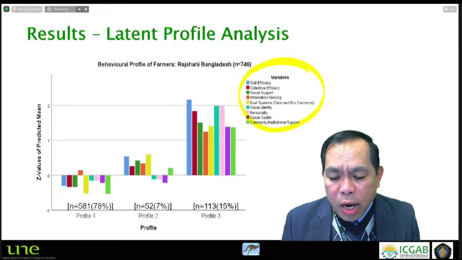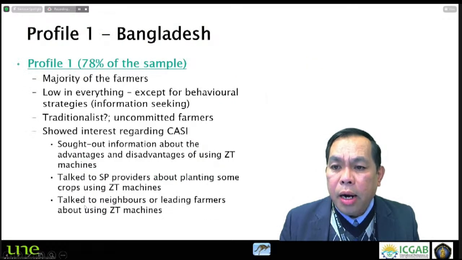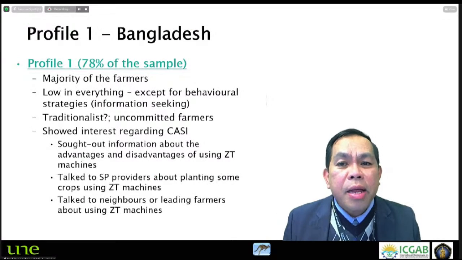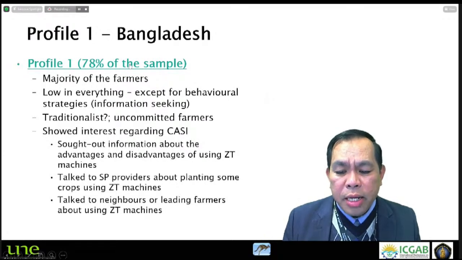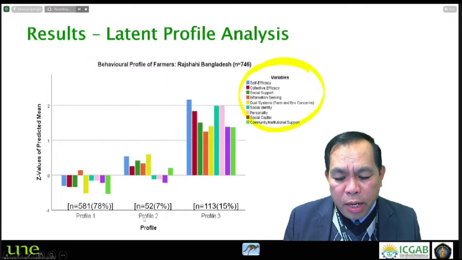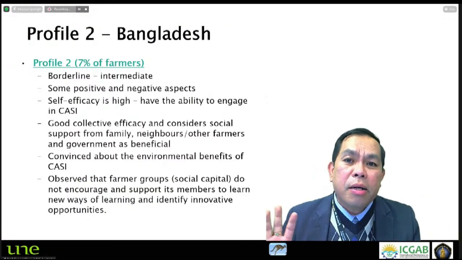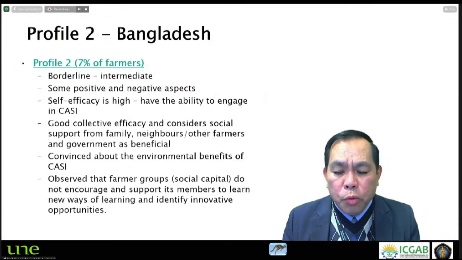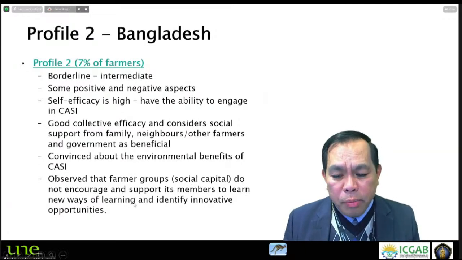So Profile 1, who are these farmers? Basically, these are the majority of the farmers, they are the ones who are low in everything. However, they continue to seek information about the benefits of the technology. And Profile 2, these are those that are in between. They believe that they have the capability to do things, but they lack some social support, and therefore they cannot adopt the technology.